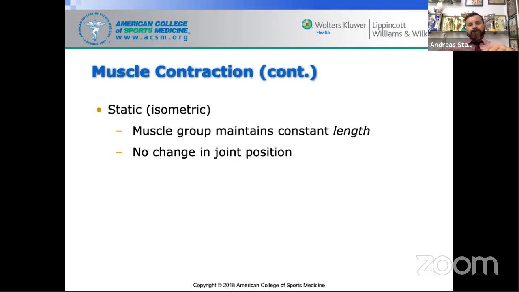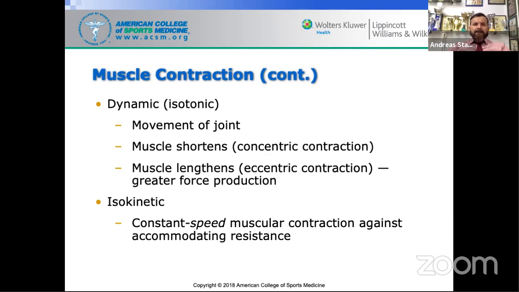Okay? Very beneficial for rehabilitation and for specific reasons. We're not going to go into detail right now. Dynamic isotonic is what we usually do. The muscle shortens, the muscle lengthens. Okay, we have concentric and eccentric contraction. When the muscle shortens, the bicep, concentric. When the muscle lengthens, eccentric.